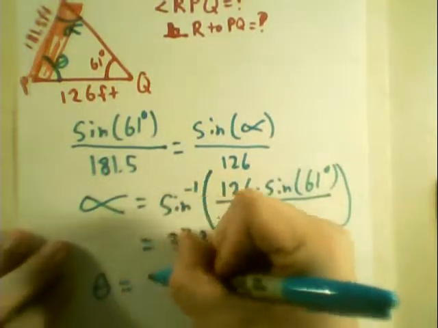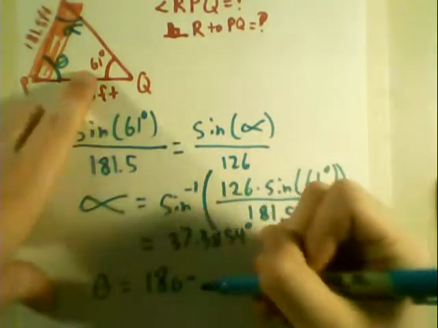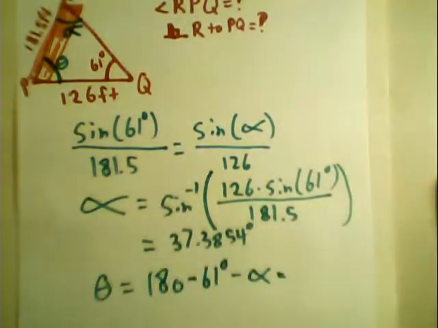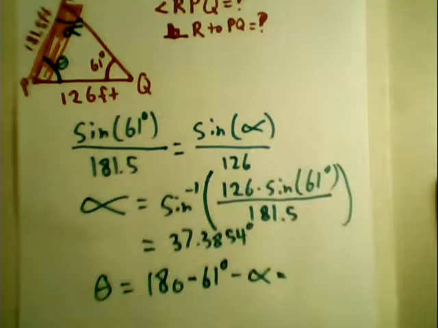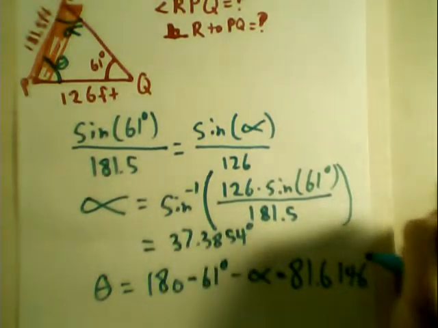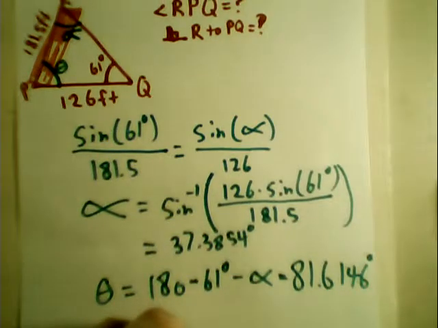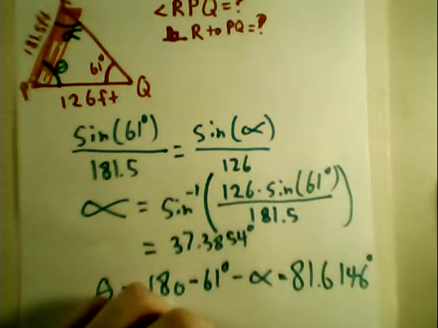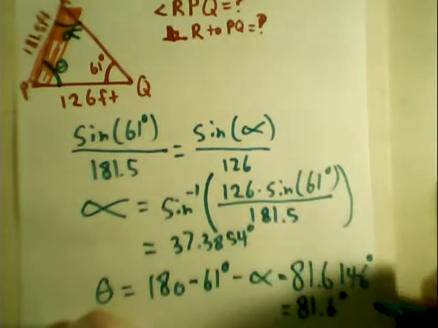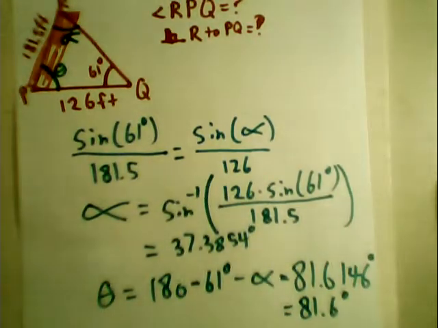So theta equals 180 minus the 61 that we were given, minus the alpha that we just found. And that gets us 81.6146 degrees. Now make sure to round correctly. The one that I had said round to 1 decimal place, so 81.6 degrees. And that found the angle.